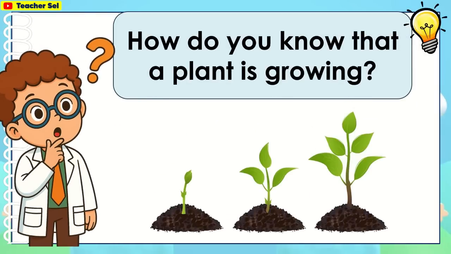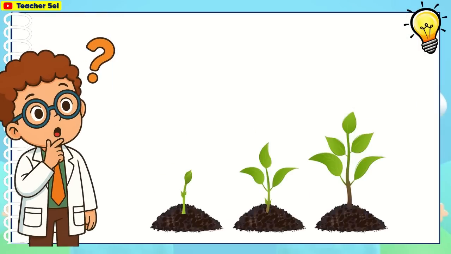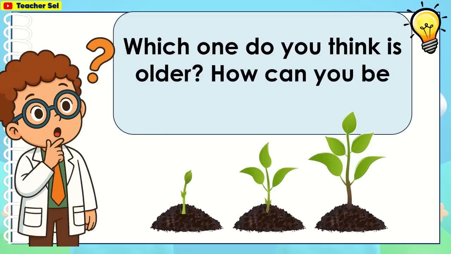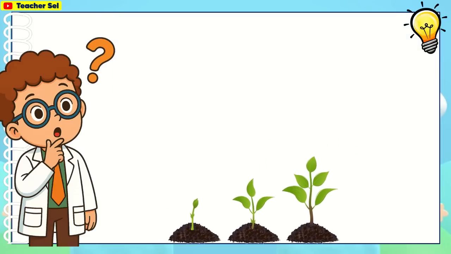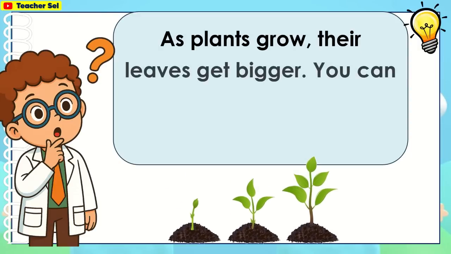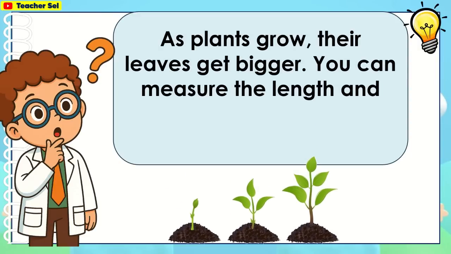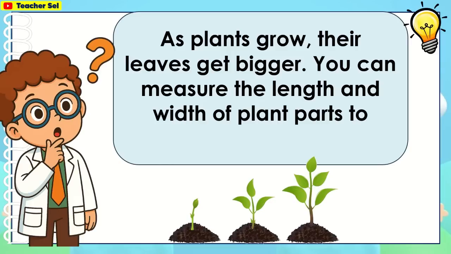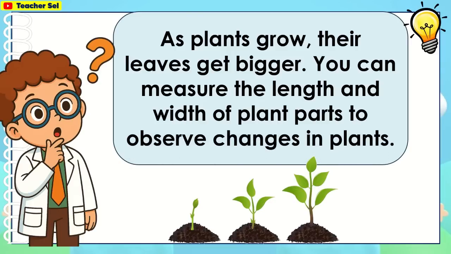How do you know that a plant is growing? Which one do you think is older? How can you be sure? As plants grow, their leaves get bigger. You can measure the length and width of plant parts to observe changes in plants.